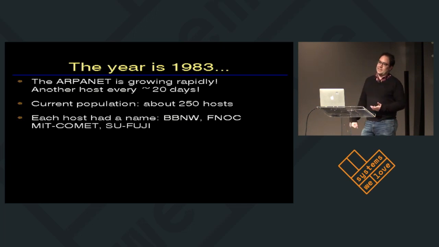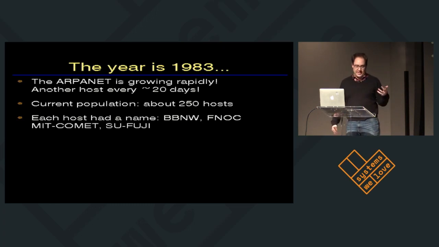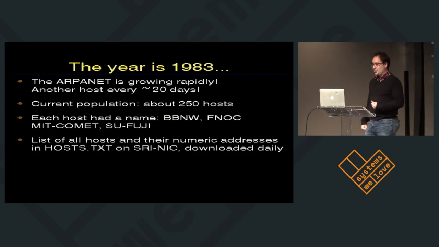And the way you got one of these names and an address on the network was you had to ring up ISI on the phone, and you had to report your machine's details, and they would give you an address and a host name. And then the following morning, they would publish a new version of a file called host.txt. Host.txt was on a machine called SRI-NIC, which was a PDP-10 running TOPS-10. And every morning, ARPANET operators were obligated to go and download the new version of host.txt from SRI-NIC. And this was how host resolution happened, how you got the address from a particular name.